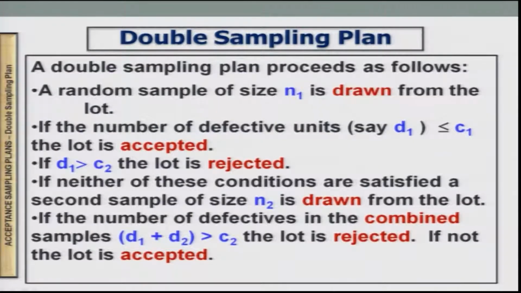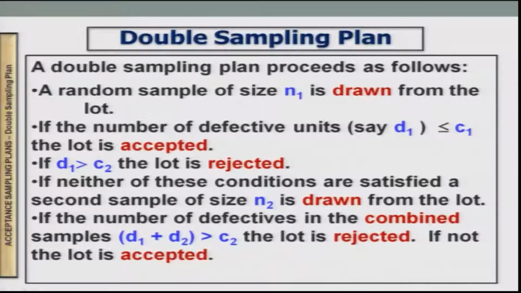So, the double sampling plan is basically what I have mentioned in words, and it comes out like this. A double sampling plan proceeds as follows. In the first step, a random sample of size N1 is drawn from the lot. If the number of defects, D1, for the first lot is less than or equal to C1, the lot is accepted. In case, for example, D2 is greater than C2, then obviously the lot is rejected. C2 is basically the total sum of defects which you will have in the two pickings which you are doing.